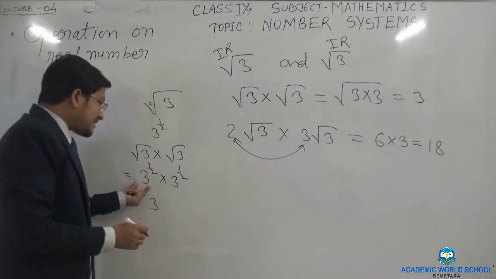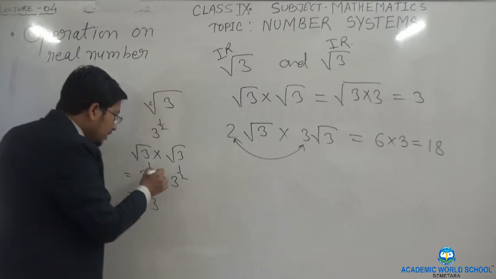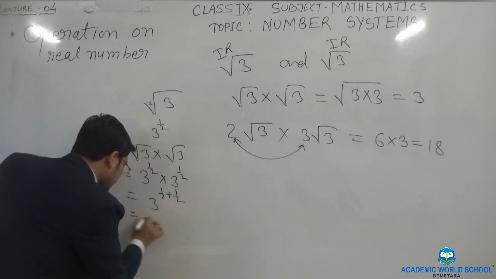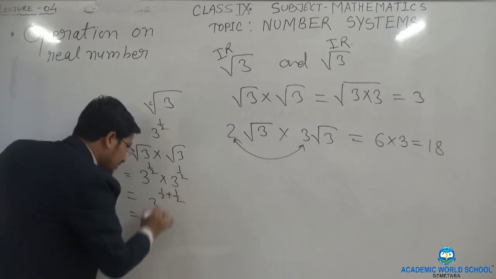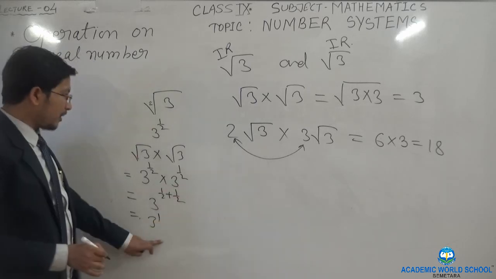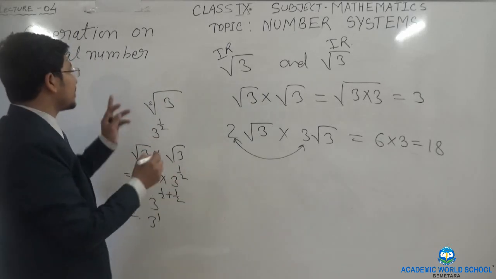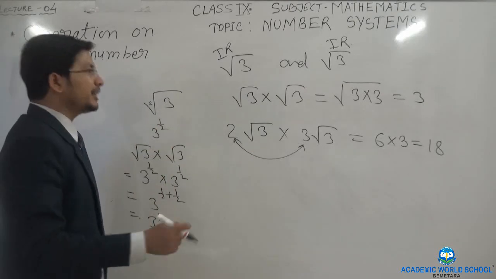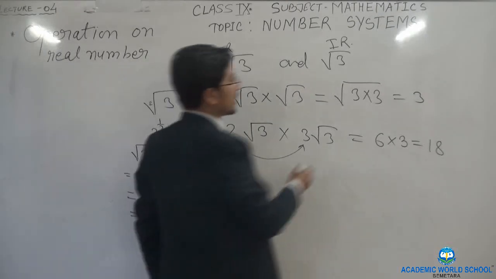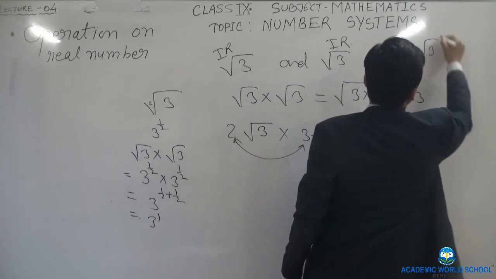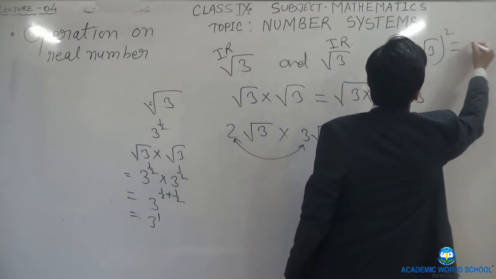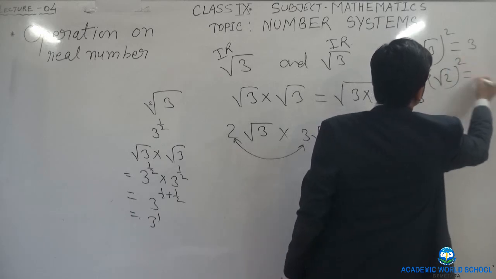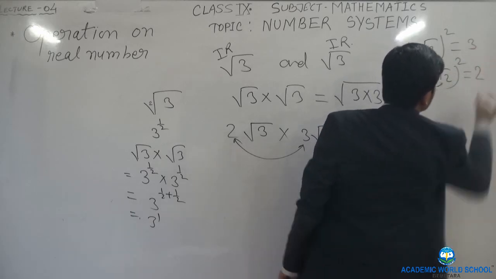If we are having the same base, then we are going to add these powers. So half plus half is equal to 1, so 3 to the power 1. Whenever we are writing root 3 into root 3, it is equal to 3. Root 2 into root 2 is equal to 2. Please listen to this carefully. Root 3 square is equal to 3. Root 2 into root 2, which means root 2 square, is equal to 2.